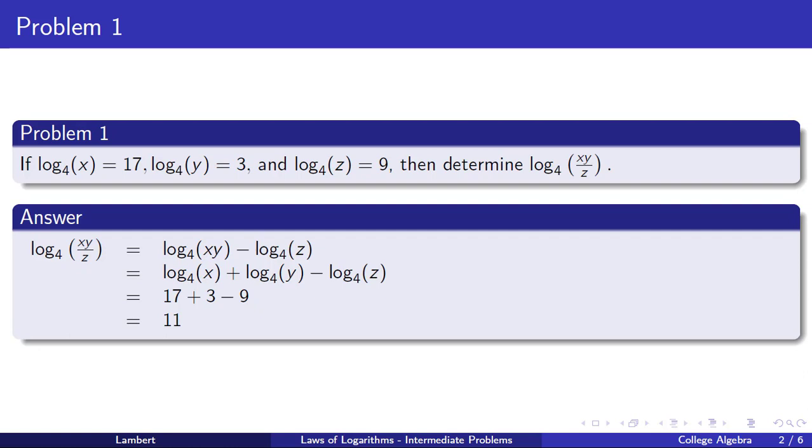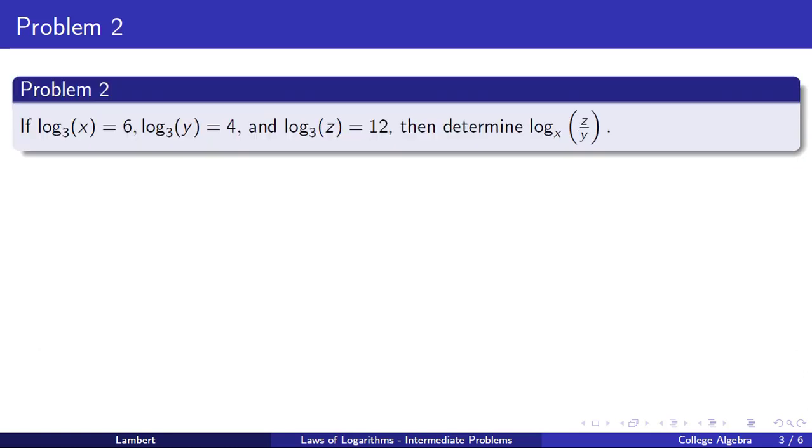Okay, moving forward into the next problem. If log base 3 of x equals 6, log base 3 of y equals 4, and log base 3 of z equals 12, can we determine the log base x of z divided by y? This seems a little bit trickier, but now we're going to toss in a change of base formula along with our quotient rule.